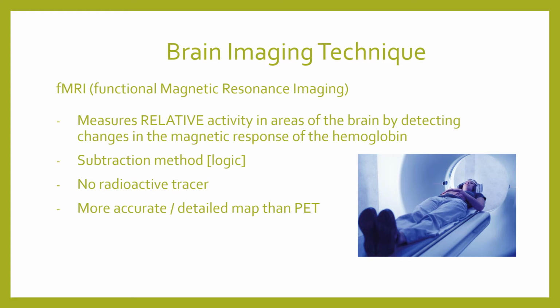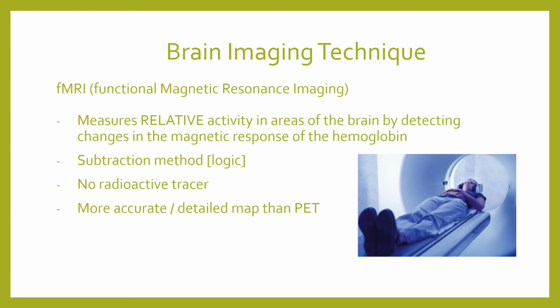What's happening in the fMRI, when we're measuring brain activity, we really have to look at the fact that we're looking at relative activity in areas of the brain. The brain is always active. So we are detecting these changes in the magnetic response of the hemoglobin, and we have to have some kind of subtraction. I talk about this as the subtraction method, where because the brain is always active, I need to subtract out some other activity.